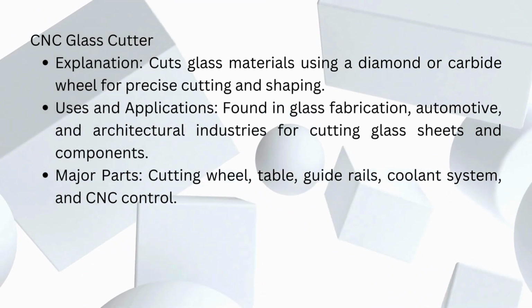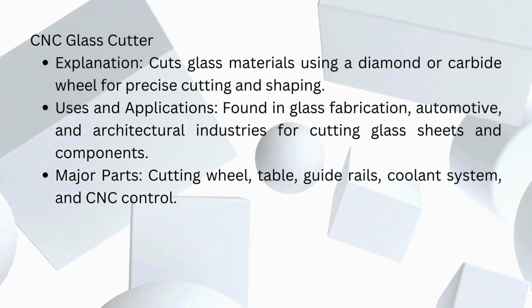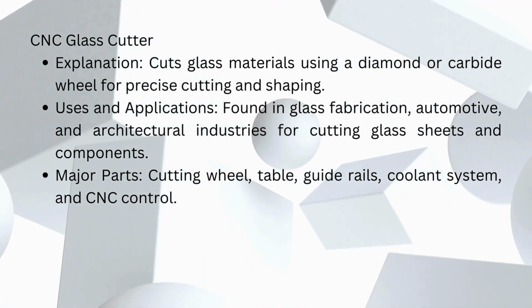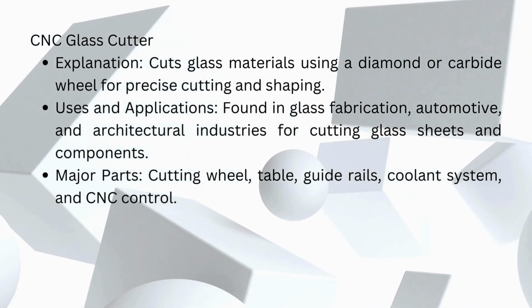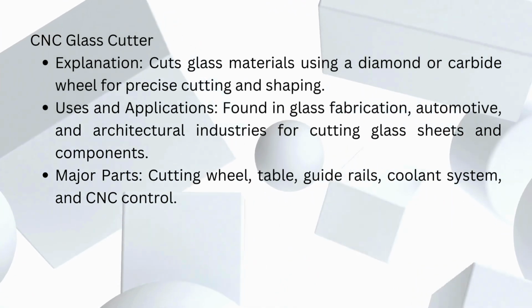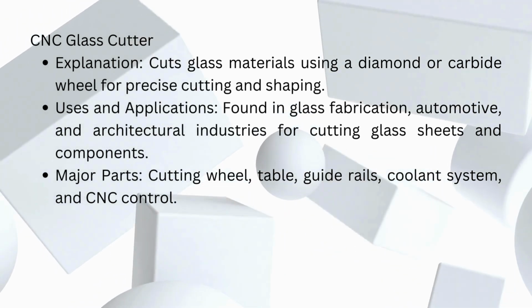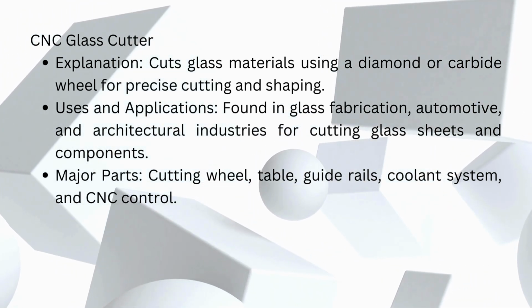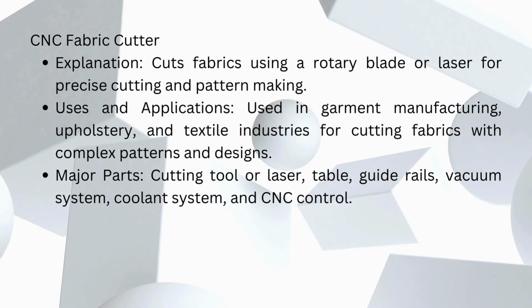CNC glass cutter. Explanation: cuts glass materials using a diamond or carbide wheel for precise cutting and shaping. Uses and applications found in glass fabrication, automotive, and architectural industries for cutting glass sheets and components. Major parts: cutting wheel, table, guide rails, coolant system, and CNC control.